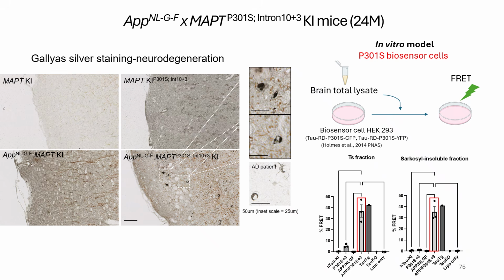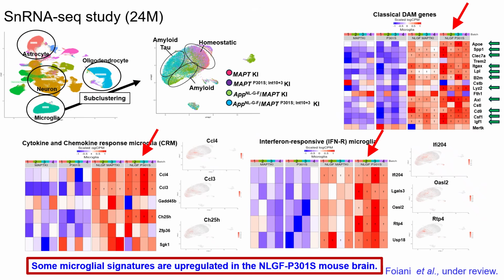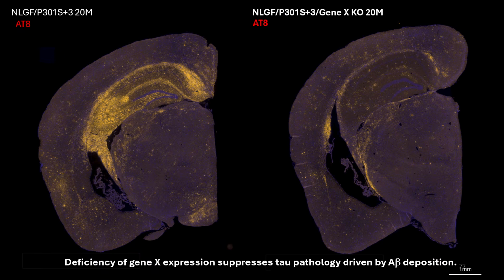Here is a single-nuclear RNA sequencing study showing that some microglial signatures are upregulated in the NLG-F P301S line as compared with the NLG-F line. They include classical DAM genes, cytokine and chemokine response genes, and interferon responsive genes. This tau pathology of NLG-F P301S line disappears when they are crossbred with mice deficient in gene X, indicating that gene X product may be one of the mediators of this pathological transition.